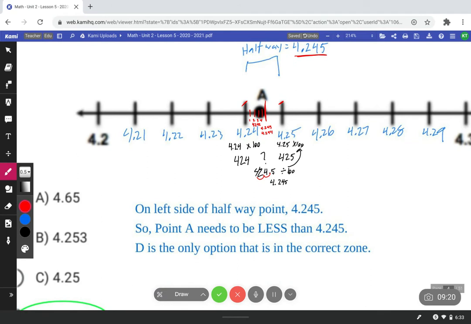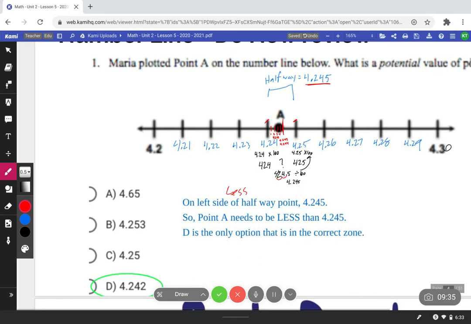On the left side of the halfway point. It needs to be on the left side of the halfway point. So less than the halfway point. So we could do process of elimination. D is the only option that is in the correct zone.